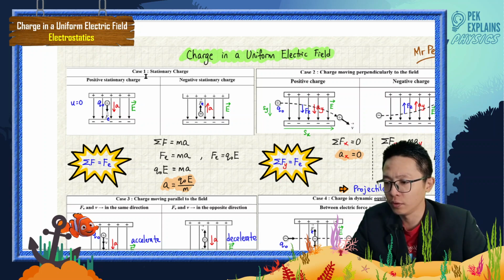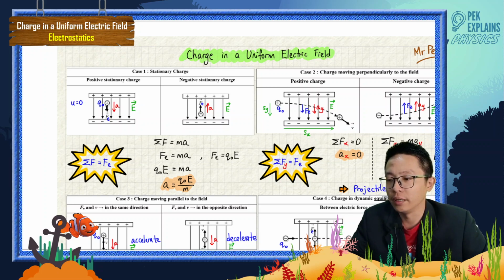For this first case, we have 2 examples. The first one uses a positive test charge. The second example uses a negative test charge. So the first one, the positive test charge. This positive test charge is stationary in between these 2 plates. What will be experienced by this test charge?